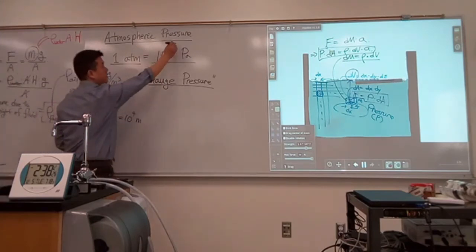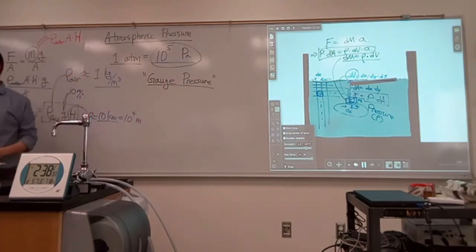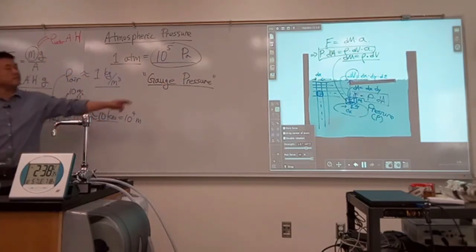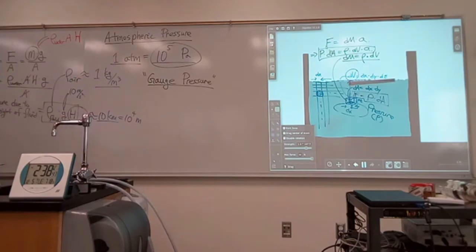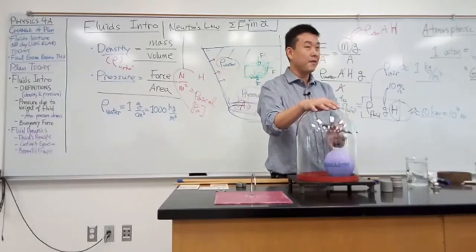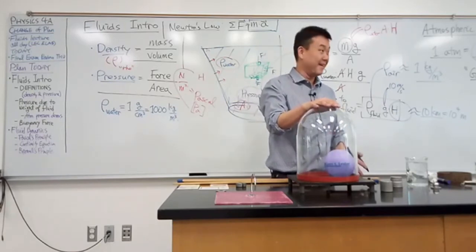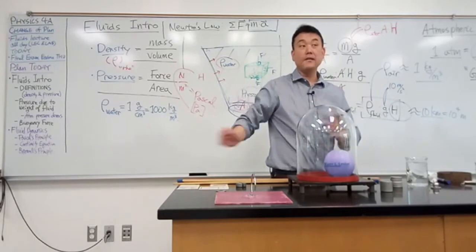So the pressure here is an absolute pressure. The 10 to the 5 Pascal, that's how much pressure is here. But because that's such a large pressure and it's all around us all the time, I could tell you that there's a pressure of 10 to the 5 Pascal inside this glass dome, but that actually doesn't mean anything. I'm just saying that inside here, it's the same pressure as outside.